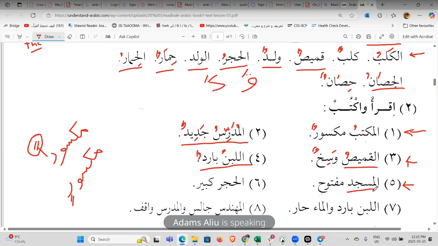Okay. Al-masjidu maftuhun. Maftuhun. Okay. Al-masjid maftuhun. The mosque is open. Very good. Next one. Al-hajaru kabirun. Very good. What does it mean? Big. The rock is big. Very good. Okay, the rock is big. So I think Duchess has 3 now. Okay.